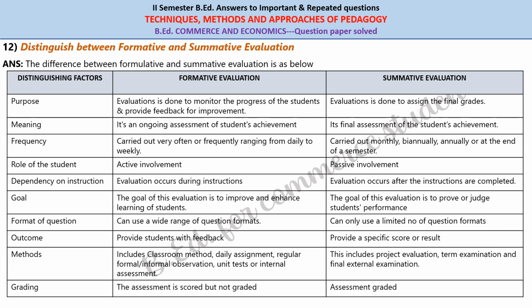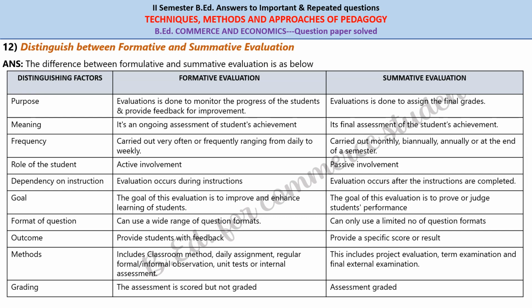Whereas the goal of evaluation is to improve and enhance students' learning, the goal of summative evaluation is to prove or judge the student's performance. Here what we are saying is formative evaluation. We are saying how good he is, or where he is lagging, and we try to improve that over and over again until the summative evaluation stage comes up. Until that, it goes on. The formative evaluation is a continuous process, and there is a chance for improvement.